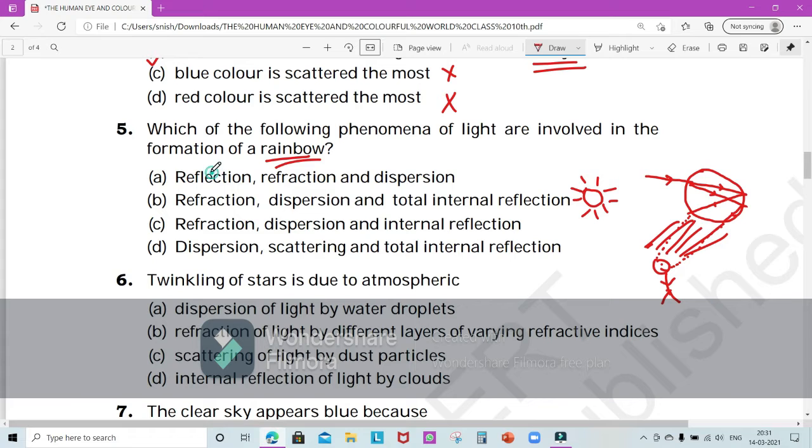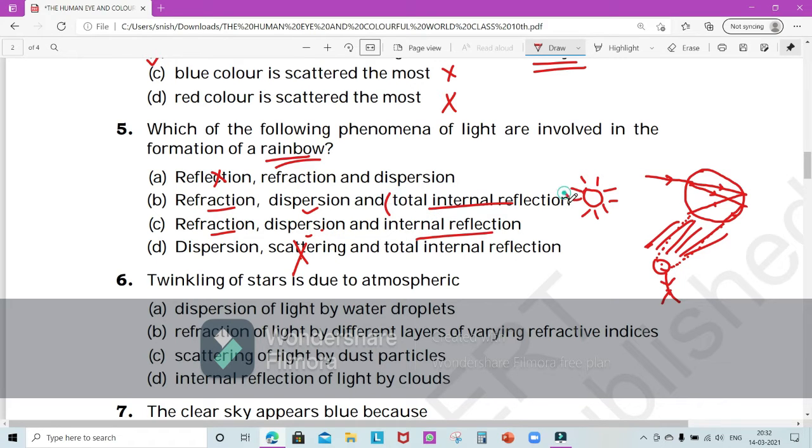There's no reflection here, so just eliminate the first option. There's refraction definitely. Here they have given dispersion and scattering. There's no scattering occurring here by any chance, right? There's not much scattering. So we know dispersion is definitely occurring. So this or this.